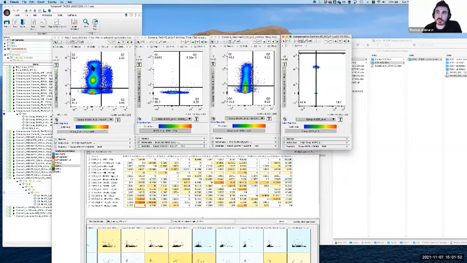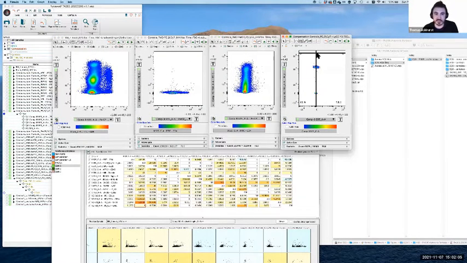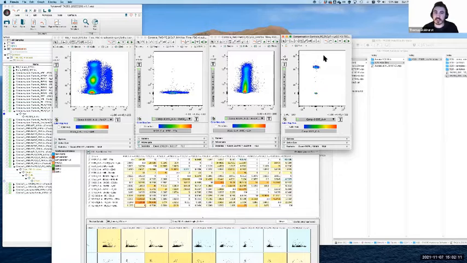Or in this case, I could be pretty safe using some cells because I'll have that full range captured. So that's very important. That was an overcompensation event that we came across, and we used the FMO controls and the single stain to give us an idea about how we may go about correcting it. Like I said, correction is not the first port of call in terms of the data.